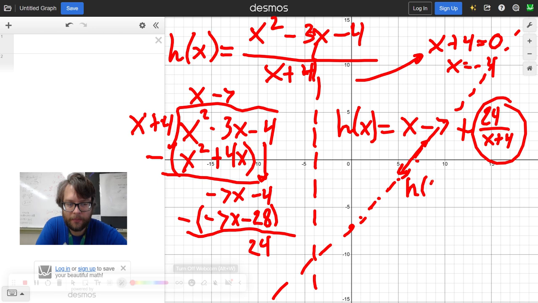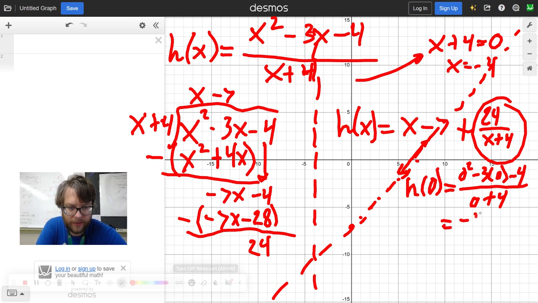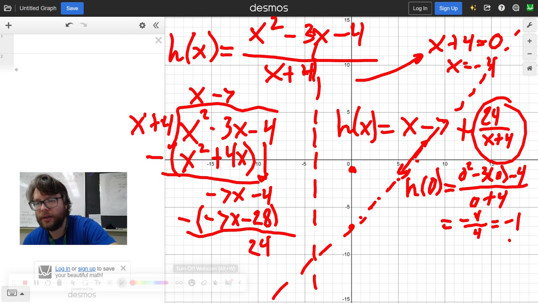Y-intercept is always the same. For any function that you ever encounter in your life, you plug in 0 for x, you get the y-intercept. Sometimes people ask me, how do I find a y-intercept for this type of function? Well, plug in 0. It's always the same idea. The y-intercept is what do you get when you plug in 0? I plugged in 0, I got negative 1. That's my y-intercept.